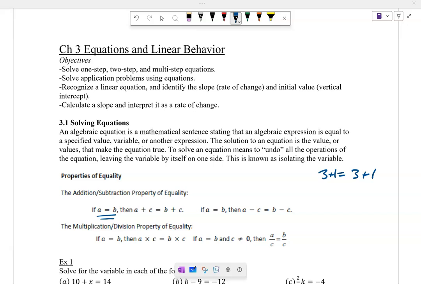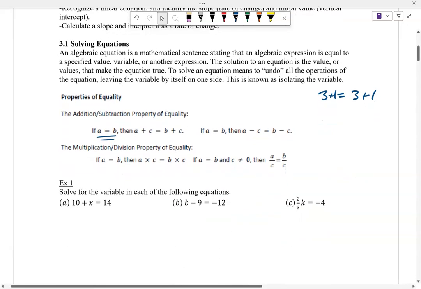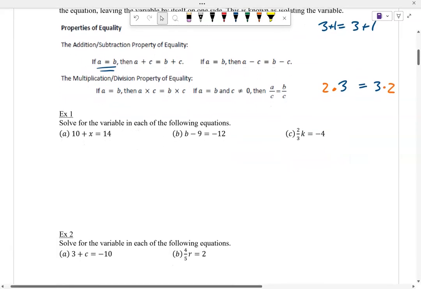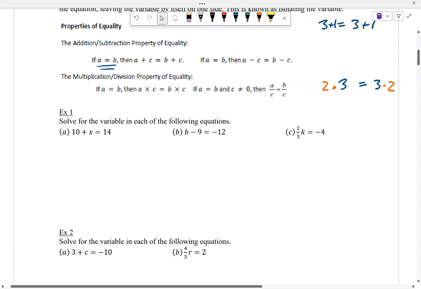Or if I subtract 2 from one side, I got to subtract 2 from the other side. The addition subtraction property of equality. Multiplication property of equality. If I have 3 equaling 3, if I multiply this side by 2, I got to multiply the other side by 2 to keep it the same. That's the multiplication property of equality. Similarly, if I divide both sides by something. So we're going to use those to solve for x here.